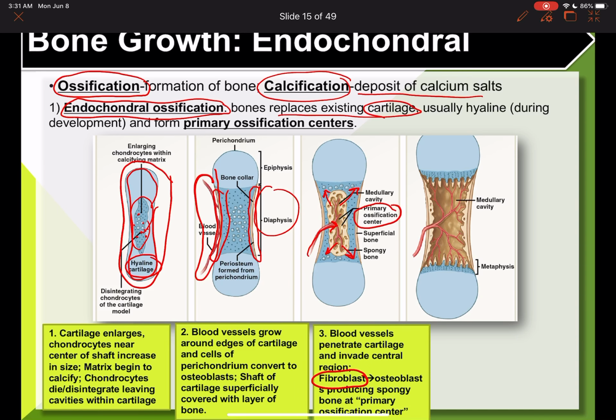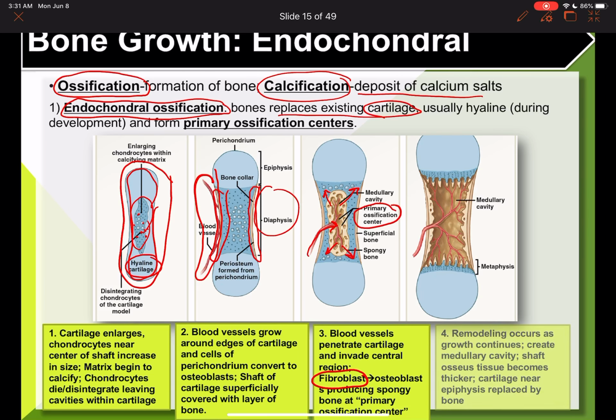Fibroblasts will also be there to form collagen fibers like we were talking about in the tissue chapter. And then subsequent remodeling in this last step of the primary ossification center is what allows the growth of the diaphysis to create this medullary cavity within the inner compartment of the bones for storage of red marrow and yellow marrow. The osseous bone within the shaft actually then becomes thicker, as you're seeing, compared with the superficial bone in the previous step.